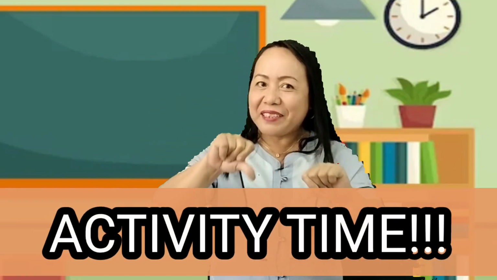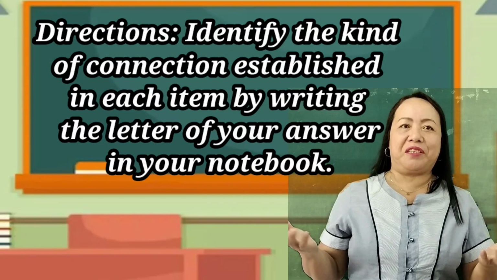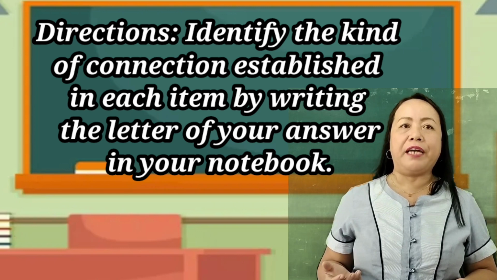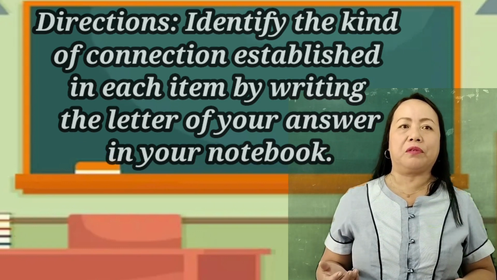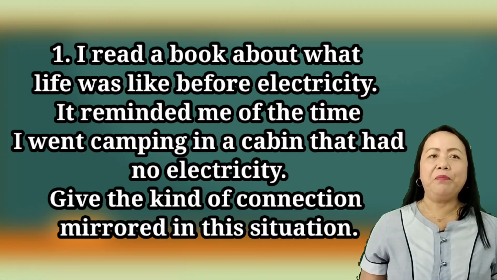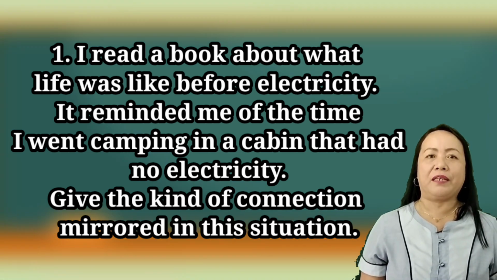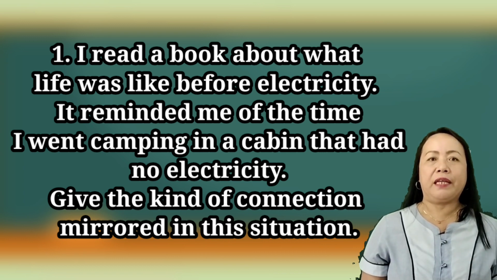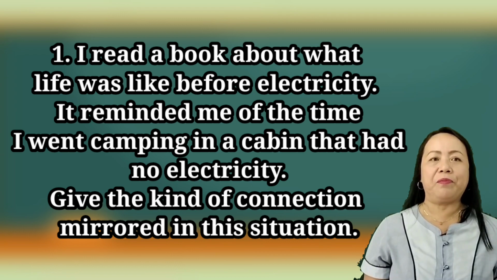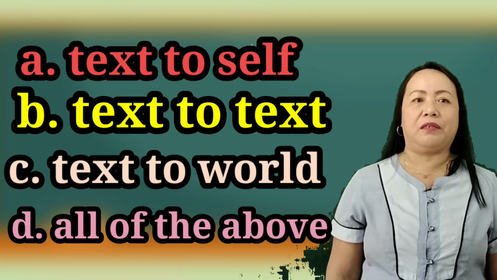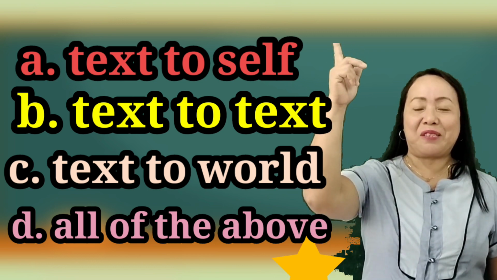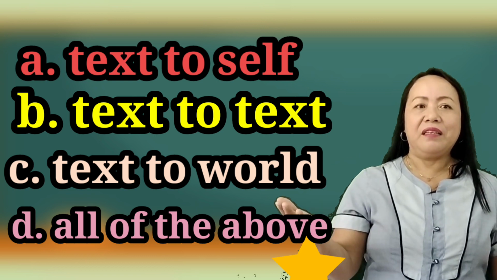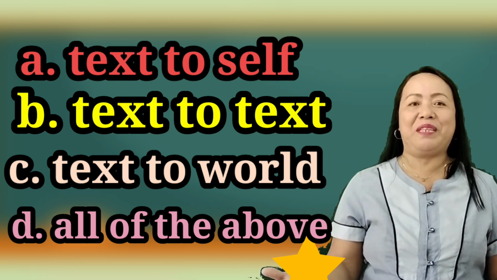First, do this activity. Directions. Identify the kind of connection established in each item by writing the letter of your answer in your notebook. Number 1. I read a book about what life was like before electricity. It reminded me of the time I went camping in a cabin that had no electricity. Give the kind of connection mirrored in this situation. A. Text to self. B. Text to text. C. Text to word. And D. All of the above.